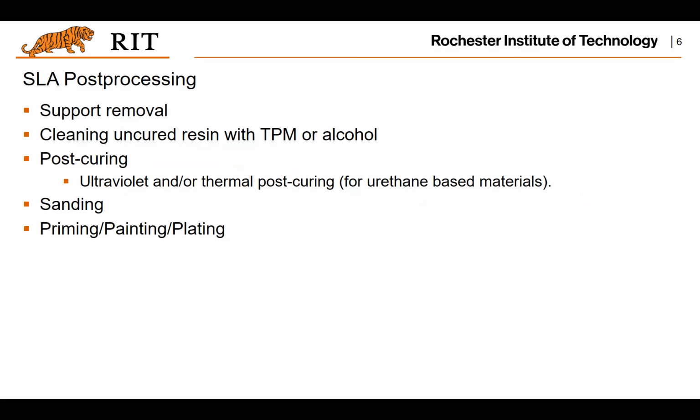I mean, similar to other 3D printed parts, you can sand it and use other processes to further manufacture or fine tune it. Priming, painting, and plating. That's normal, right? For other 3D printed parts, you can also do that with it. But that's pretty much the post-processing. Any questions?